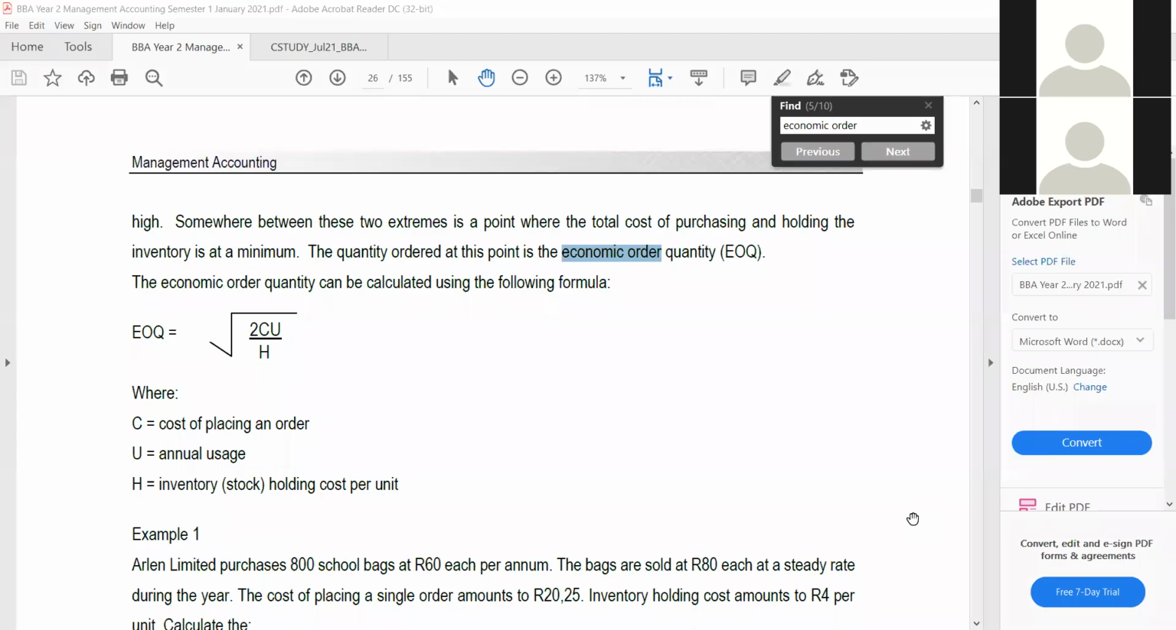All right, can you see the formula for the economic order quantity? Is it clear now? Economic order quantity is equal to the square root of 2 times C times U times H.